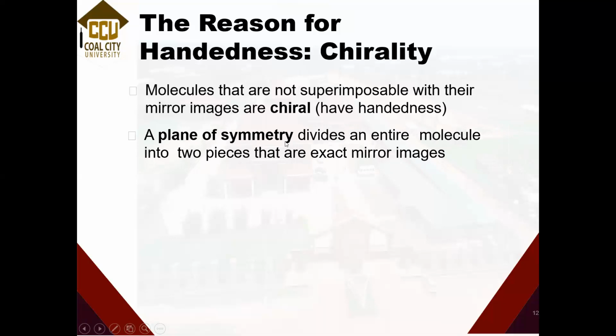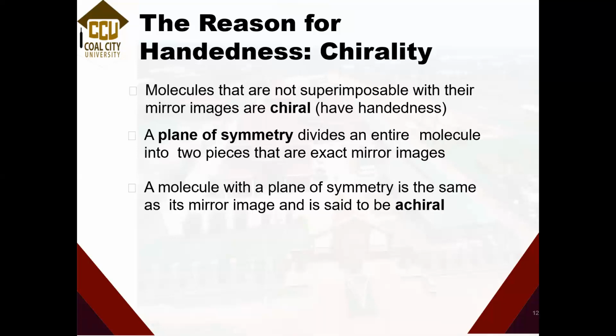So what do we refer to as a plane of symmetry? A plane of symmetry is a line that divides an entire molecule into 2 pieces that are exact mirror images of each other. That means there is a way I can divide that molecule such that the 2 pieces will be mirror images of each other. If we have such a case, then that kind of molecule will not be an enantiomer. That means they will not have the chirality center that we are talking about.